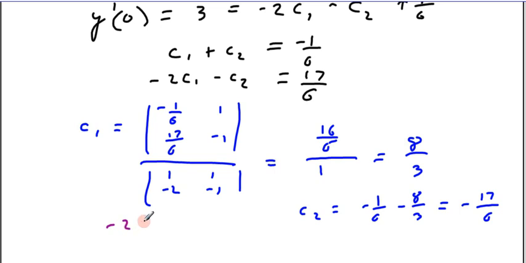Minus 2 times 8 over 3 plus 17 over 6. Alright, so that's 16, squared, it is doubled. 16 doubled is 32 over 6 with a minus sign, plus 17 over 6 is going to be 15 over 6. Don't see that. Don't see that at all.